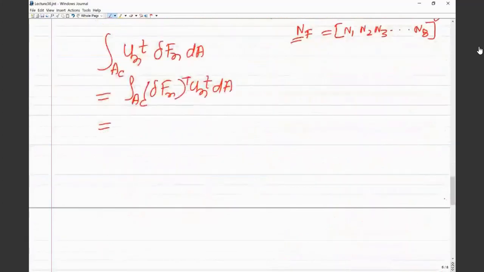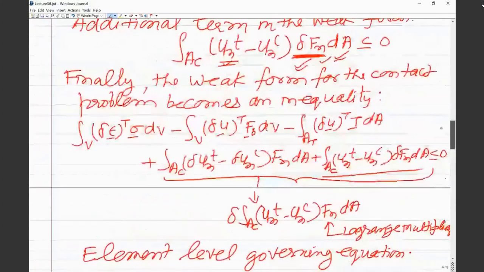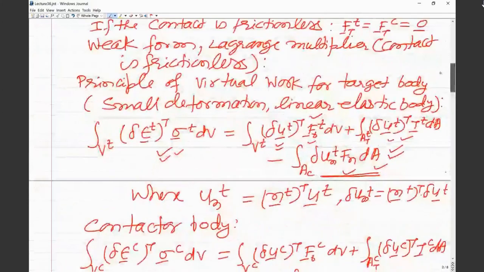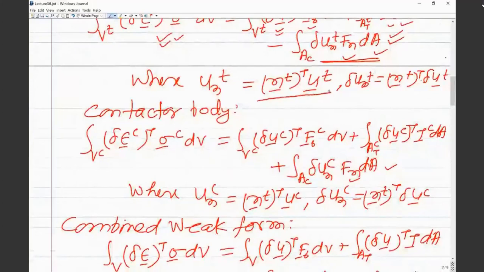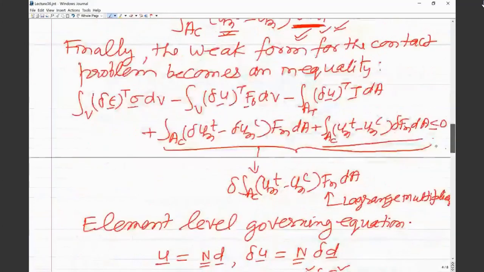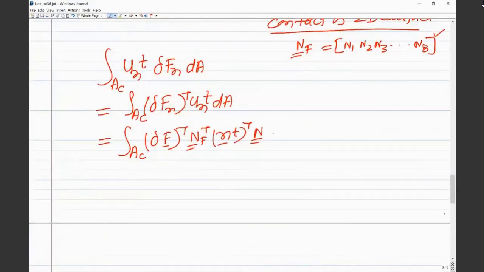So you can write this term as integration over the contact area of delta F transpose into NF transpose, and then UNT. If you recall, we have defined UNT as NT transpose into UT, and UT is of course N into DT. So we can write UNT as NT transpose into N into DT. So this will be delta FN, then UNT is NT transpose into N into DT, dA. We are assuming that the interpolation matrix is the same for the target and contactor body, so I'm not putting any subscript on it.